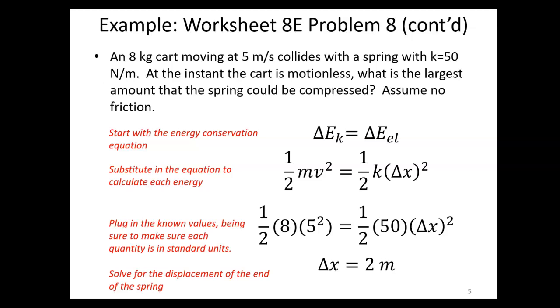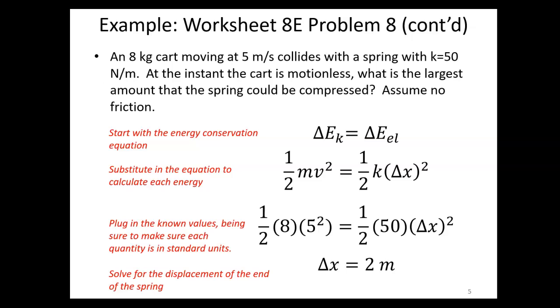To answer that, I'm going to start with that energy conservation equation. And then I'm going to substitute in the snapshot equation to calculate each type of energy. The snapshot equation for kinetic energy is 1/2 mass times v squared. The snapshot equation for elastic potential energy is 1/2 k times delta x squared. Now I'm going to plug in the values of everything that I know, and there's one thing here that I don't know. That's the delta x of the spring, so that must be the thing that I'm solving for.